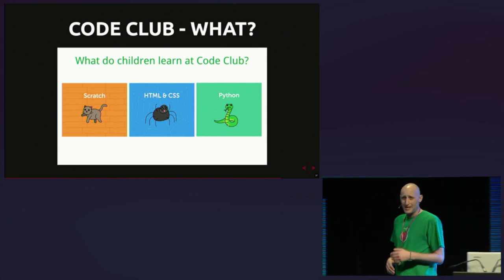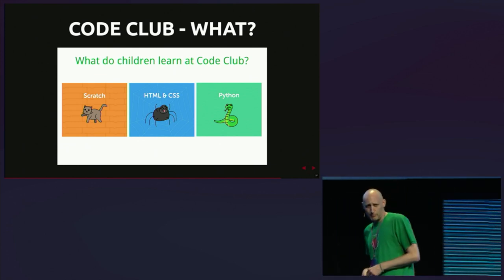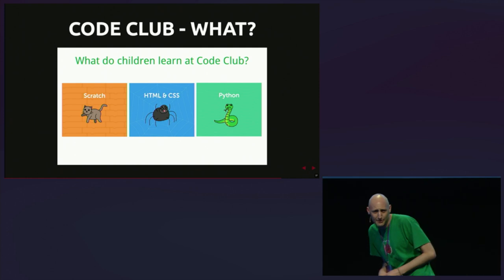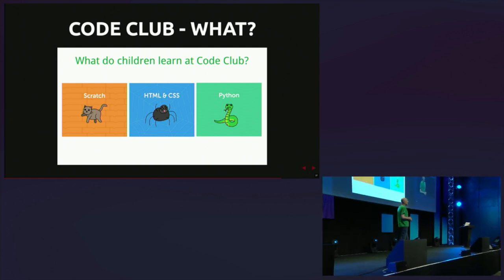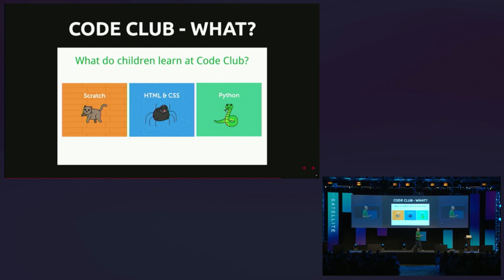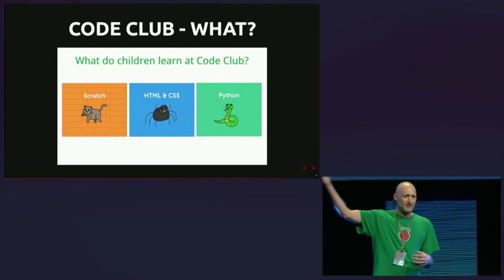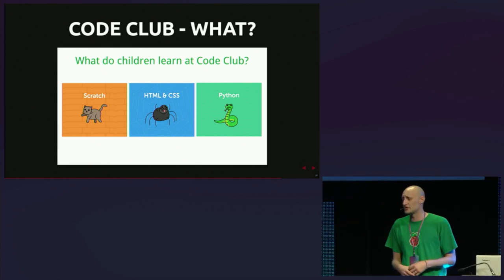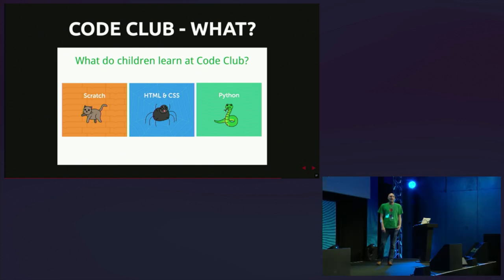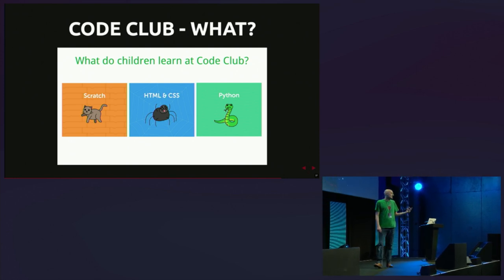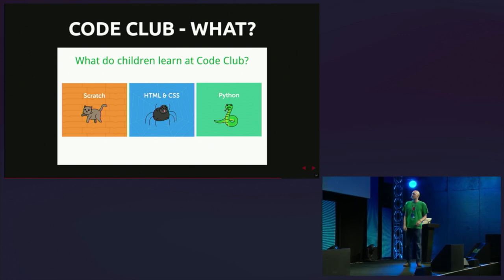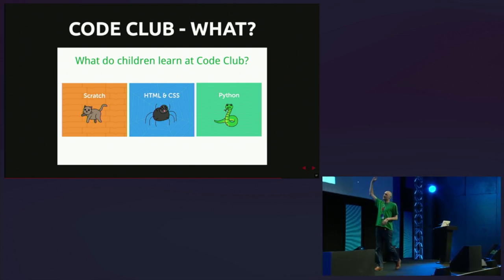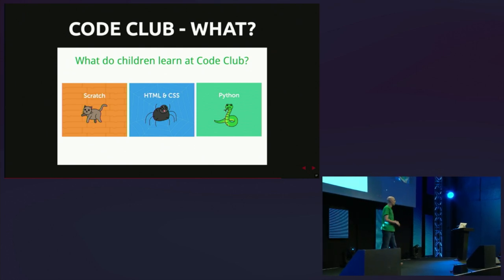There's Code Clubs. Does anyone here run a Code Club? Oh, brilliant. You're stars. Three people, brilliant. Code Club, I said I'd talk about it a little bit more, is huge. There are like 8,000 Code Clubs all over the United Kingdom now. They're in 80 countries. The resources are published in 15 languages. And if you go into a Code Club and watch how excited the kids get, this after-school club where they get to learn a little bit about computing. We do Scratch, HTML, CSS, and Python in Code Clubs.